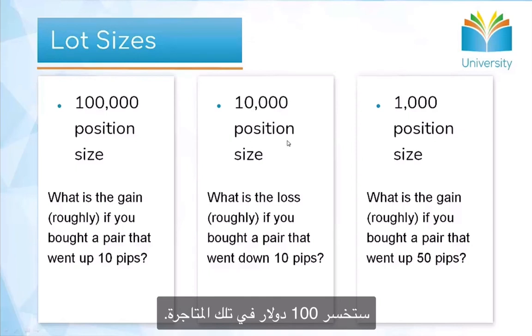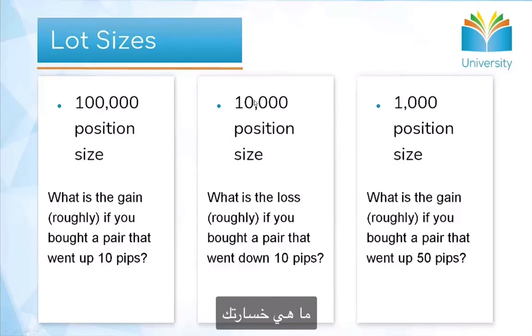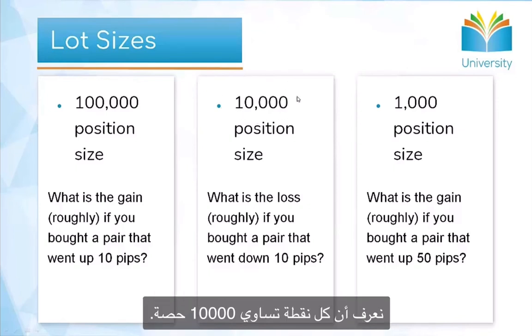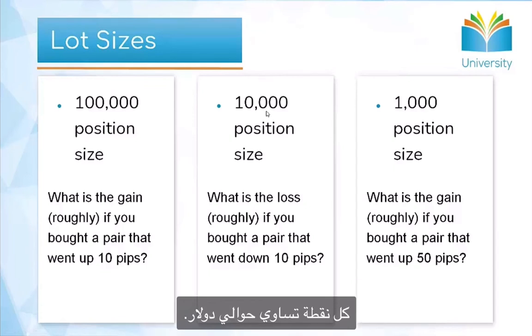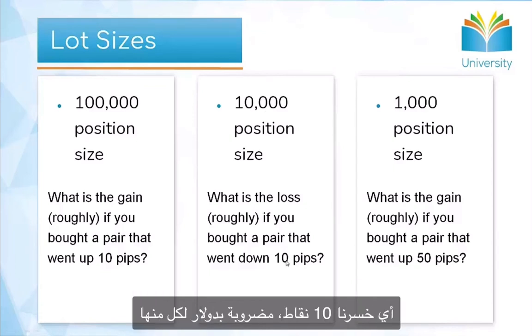What would be your loss if you bought a pair that went down 10 pips, but you bought a 10,000 position size? So notice you're in a smaller position. You bought 1/10 the size. We know that every pip for a 10,000 position size is worth about $1. So we lost 10 pips times $1 each. We're down about $10 in that trade.